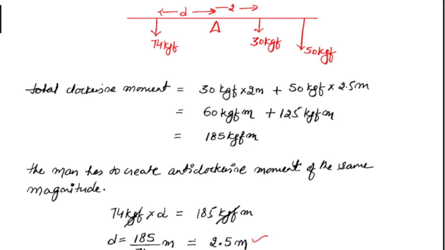So this is how we can solve this question. That person has to be at 2.5 meter from the pivot if we want to balance both of these children.